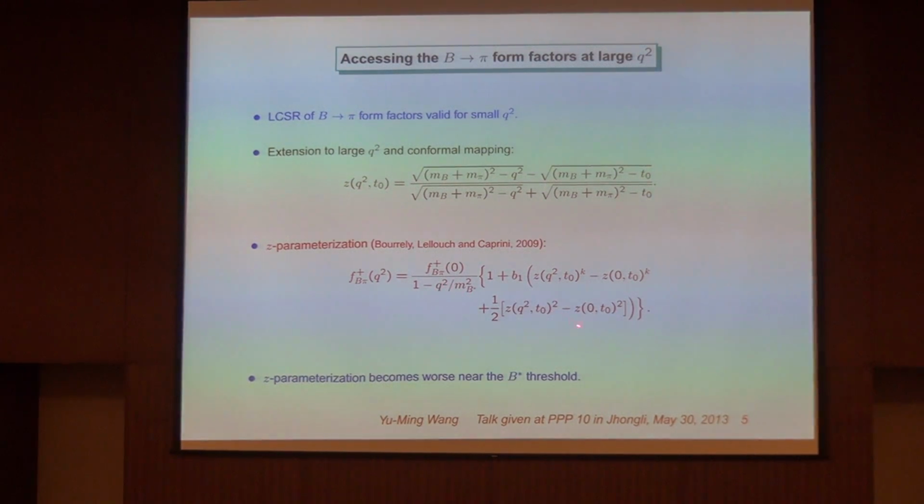And we also truncate the expansion at the second order. Just a quick remark is that such a kind of parameterization actually will not work near this B star threshold because it changes too quickly and the parameter z here is actually close to 1. This is different from the B to D form factor.